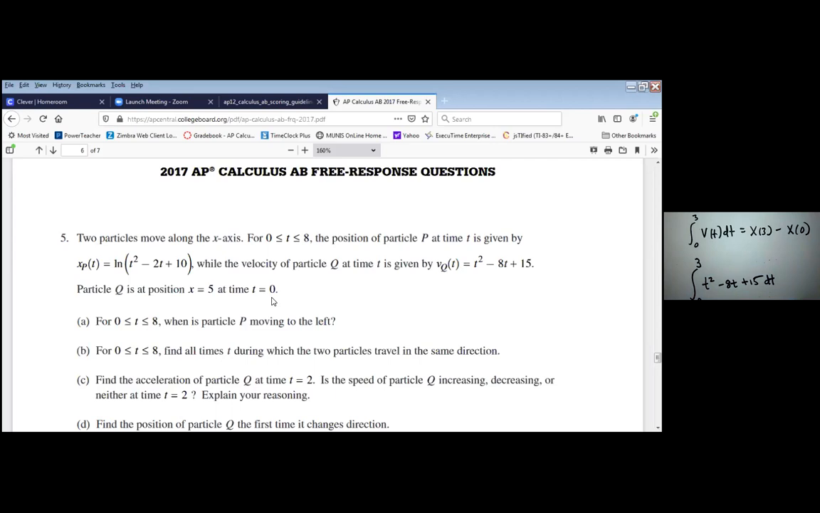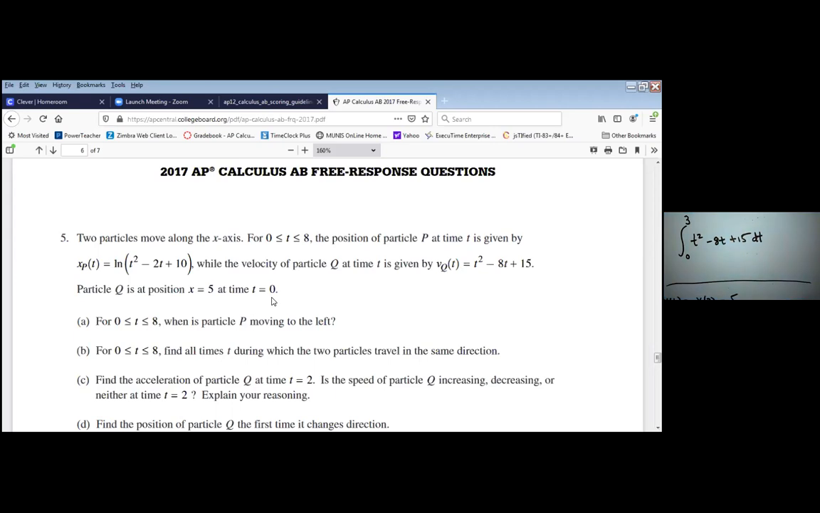Which one are we looking for, though? We're looking for which piece? x of 3. All right, so we want x of 3, right? Okay, so let's keep it the way we're used to seeing it. So we're going to integrate vQ(t) from 0 to 3, and that's going to be equal to xQ of 3 minus 5. Okay, we want to solve for this. So you need to go somewhere and integrate vQ(t), the part I just wrote up here, from 0 to 3.